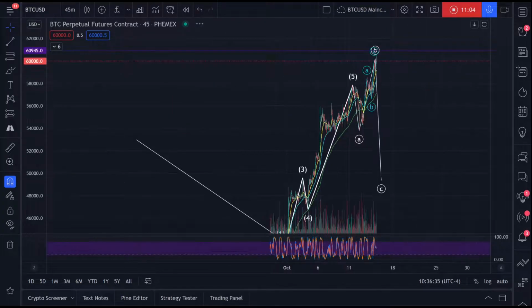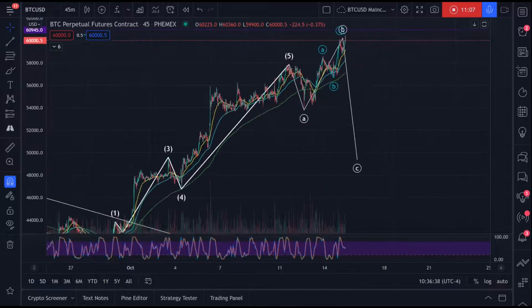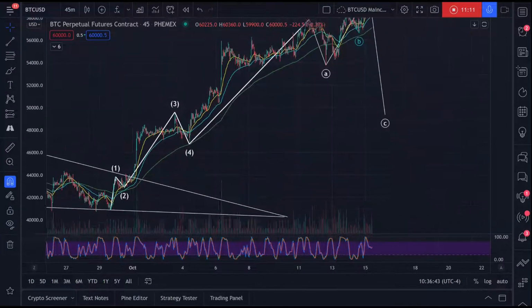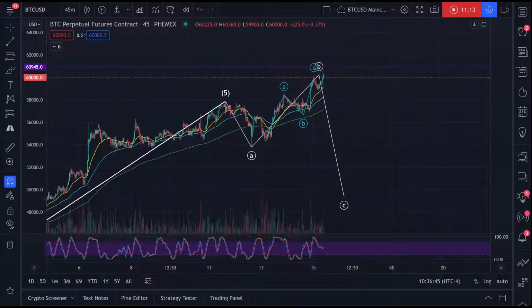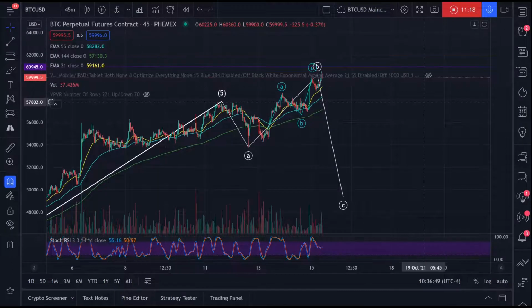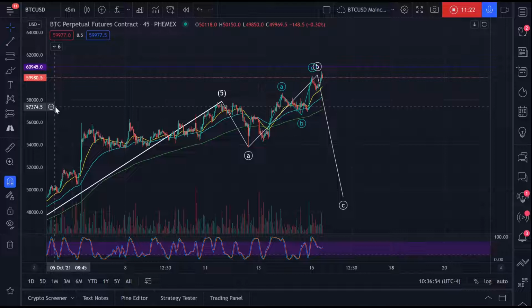So yeah, that's why I think it's an expanded flat, not a running flat, because we're retesting this breakout from this descending wedge pattern, okay? And also, let's turn on our Vital Algo indicator. Again, we need all the help we can get. Technical analysis is a tough job.